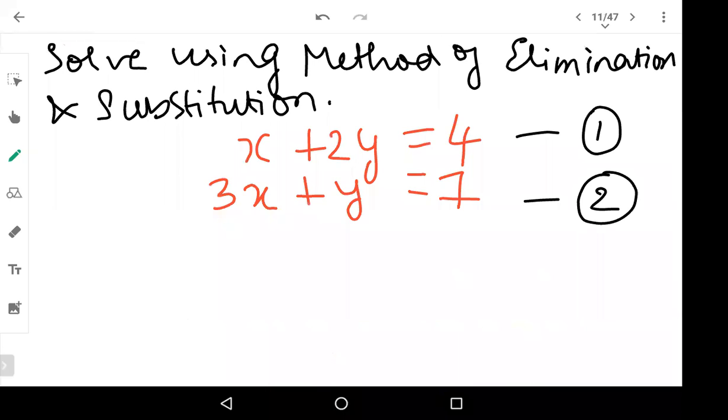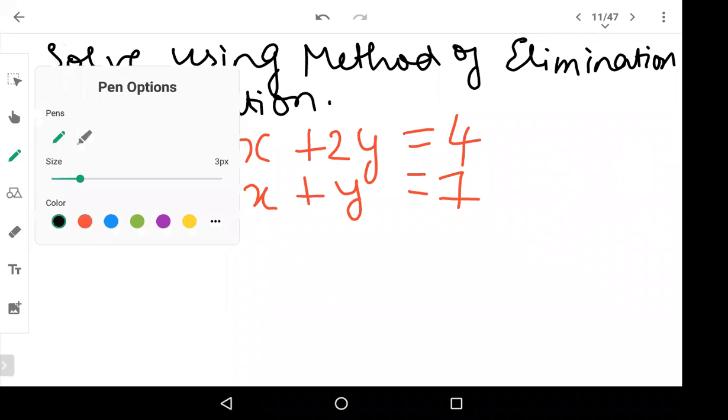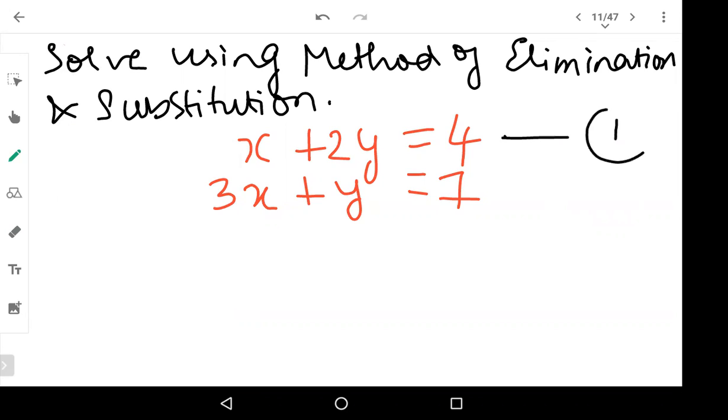Okay. So the next problem is solve using method of elimination and substitution. The equations are very easy. x plus 2y is equal to 4. 3x plus y is equal to 7. So these are the two equations that we have. Now first, as usual, we are going to recognize that first equation is equation number 1 and the second equation is equation number 2.